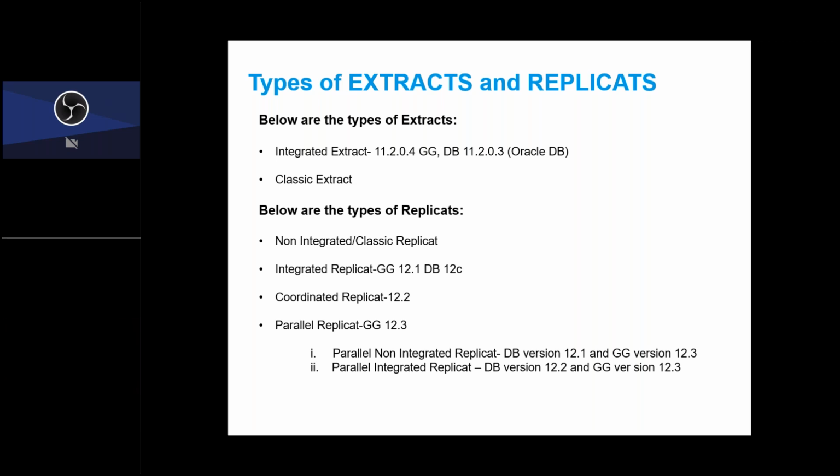So what are the different types of extracts available in the Goldengate environment? There are two types of extracts in Oracle Goldengate. One is integrated extract and the second is classic extract. Classic extract has been available since the beginning of Oracle Goldengate. Classic extract has been deprecated for Oracle database from 18c onwards. Integrated extract was introduced in Goldengate 11.2.0.4, and the minimum database version to use integrated extract is 11.2.0.3. So if you want to use integrated extract, your database version should be 11.2.0.3 minimum and Goldengate version should be 11.2.0.4. Then only you can use integrated extract.